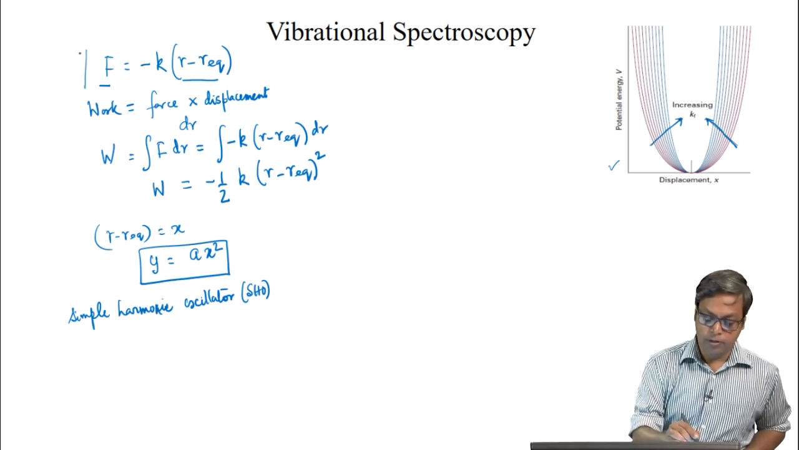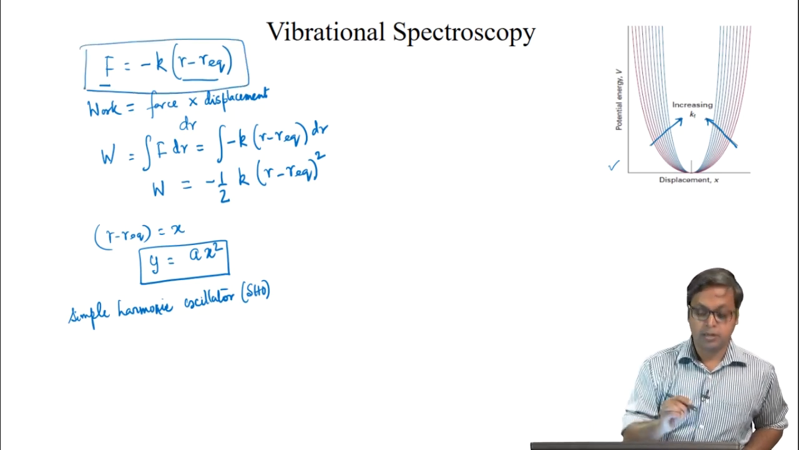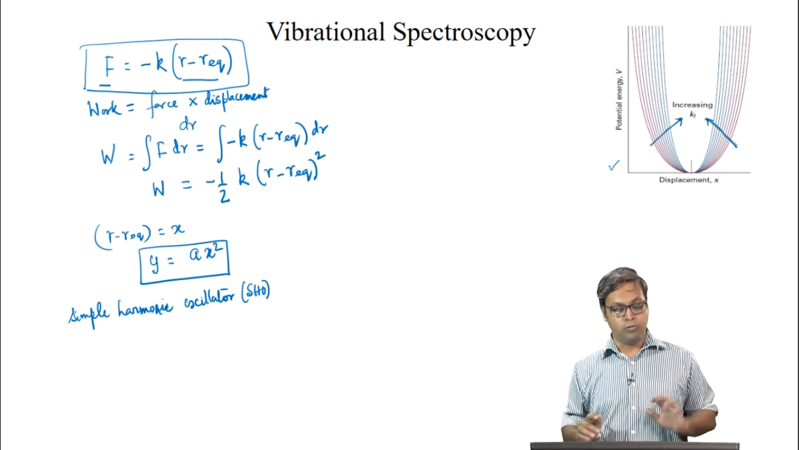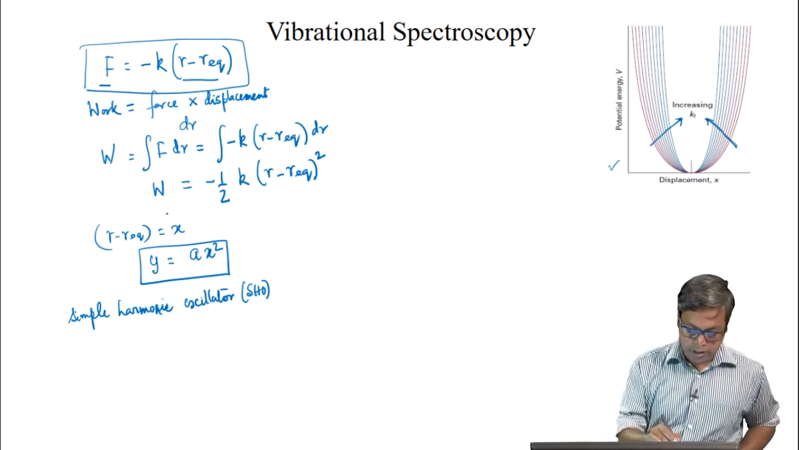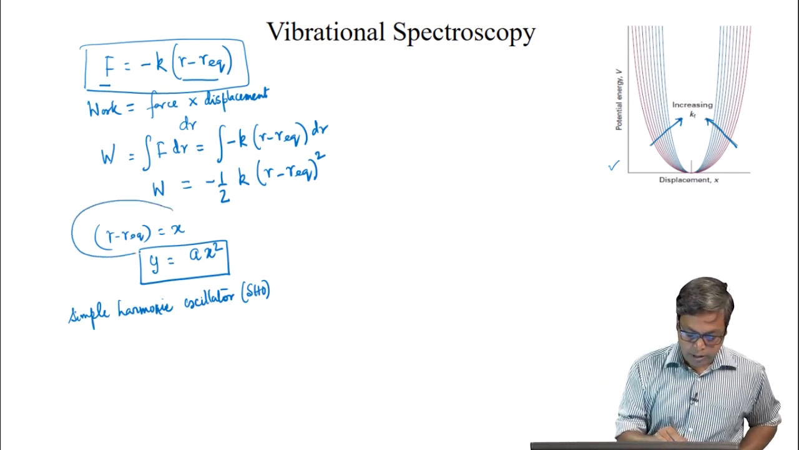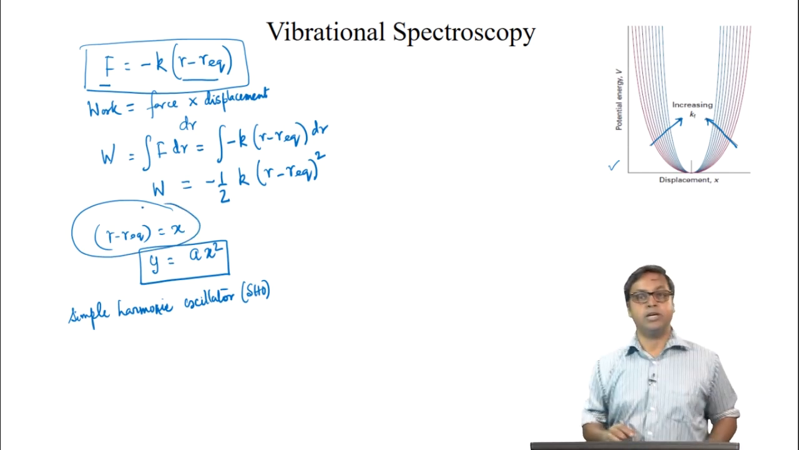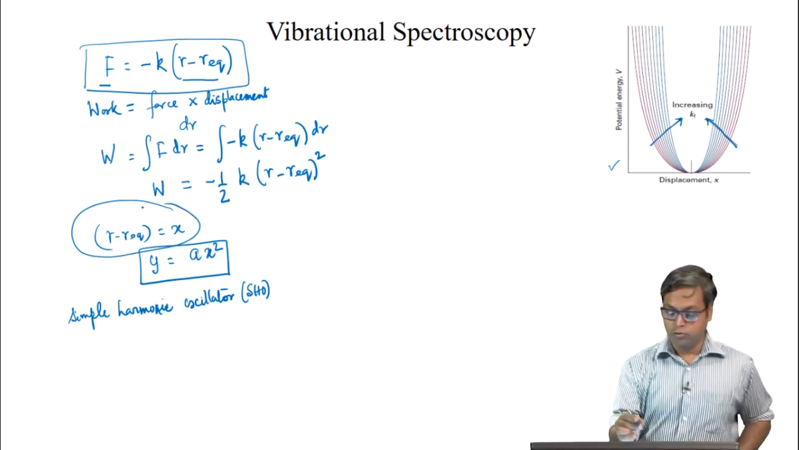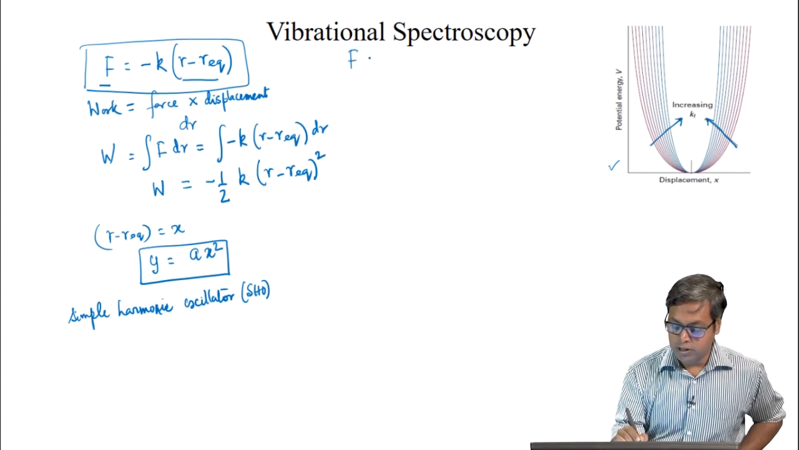So, we know f equals minus k times (r minus r equilibrium), and we have already assumed r minus r equilibrium equals x. We also know force is given by mass times acceleration.